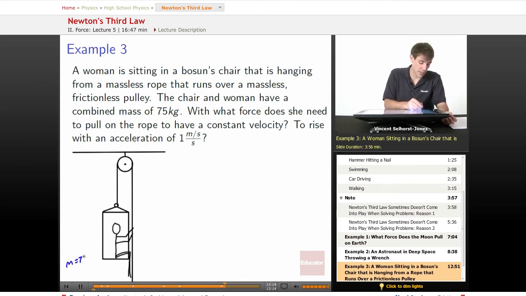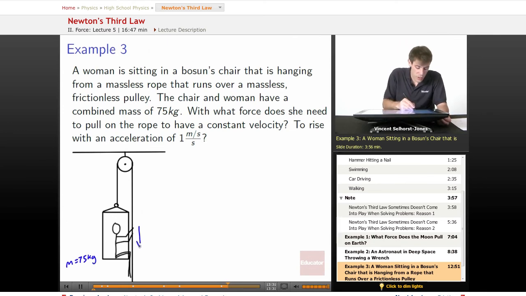So their mass is equal to 75 kilograms. With what force does she need to pull on the rope to have a constant velocity? With what force does she need to pull to have an acceleration of 1 meter per second per second? So let's think about what happens when she pulls.